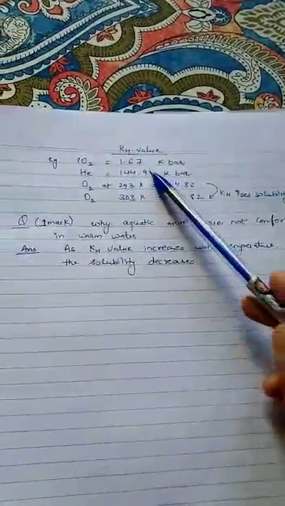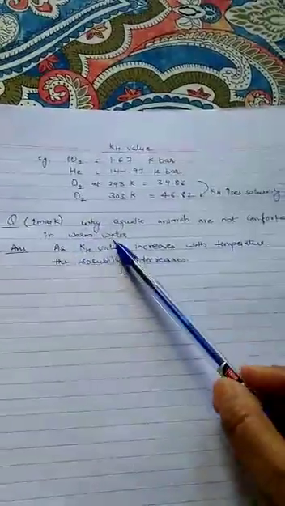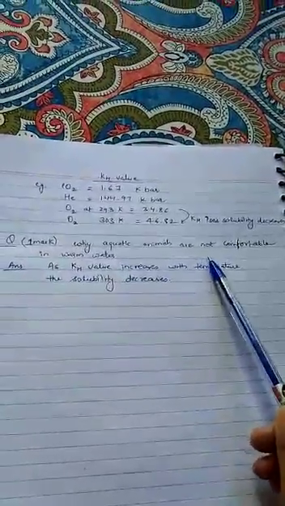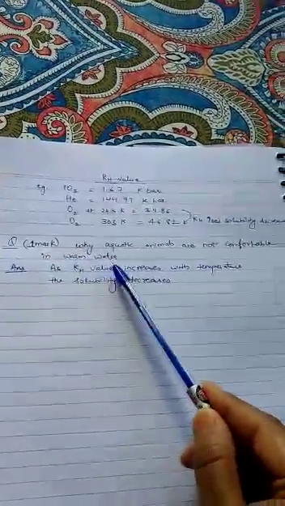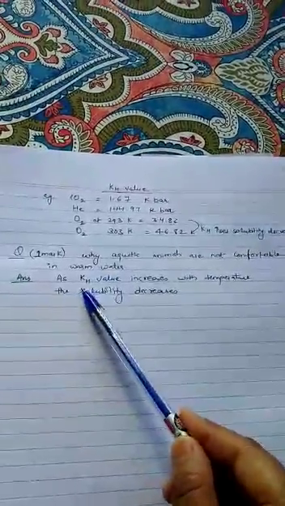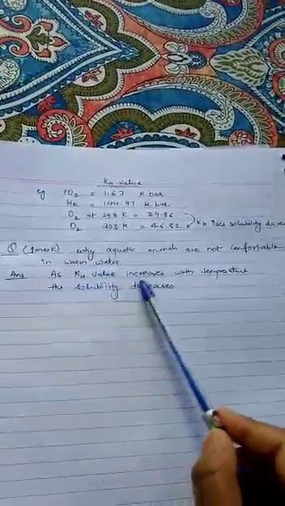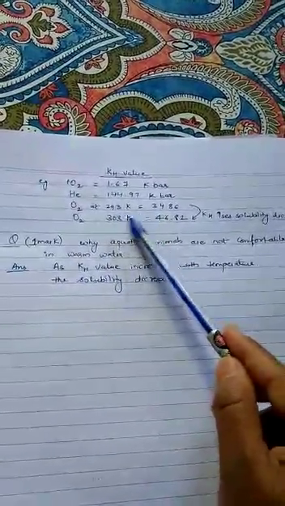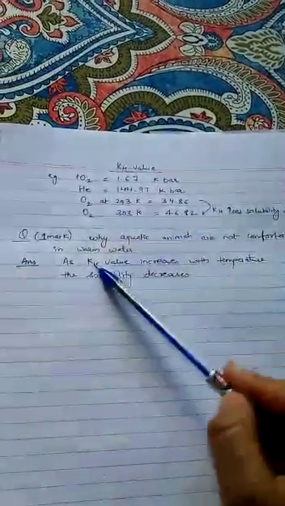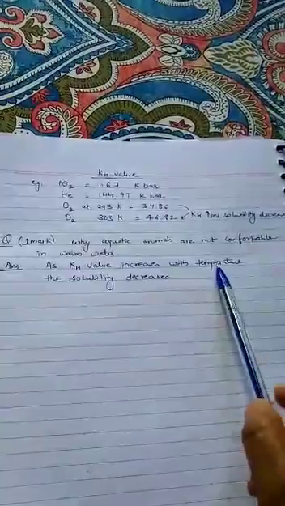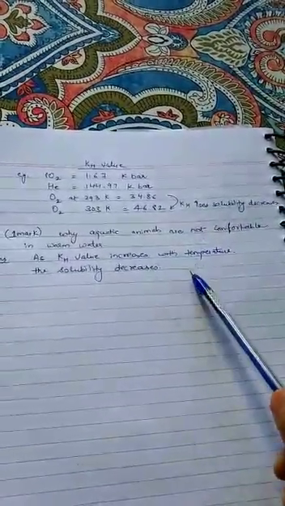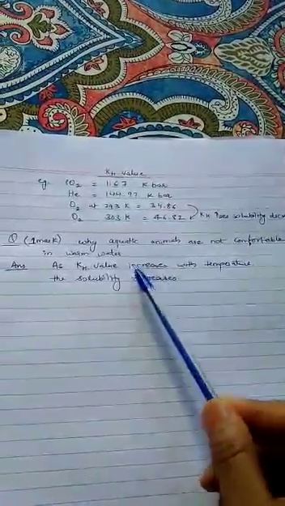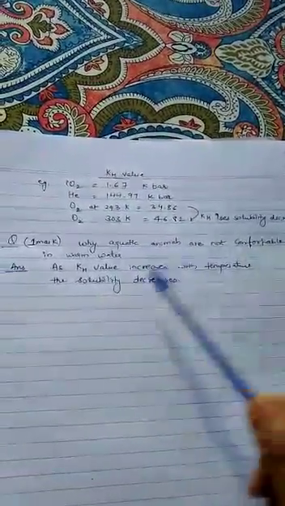So from this point, a 1 mark question may come into exam, that why aquatic animals are not comfortable in warm water. So the answer is, as the KH value increases, because we are seeing the value at 293 Kelvin, oxygen at 293 and oxygen at 303 Kelvin, the value of KH is increasing with temperature, but we know that KH is inversely proportional to solubility, so the solubility will decrease in warm water. Therefore, aquatic animals are not comfortable in warm water.